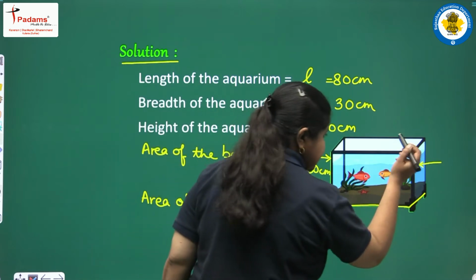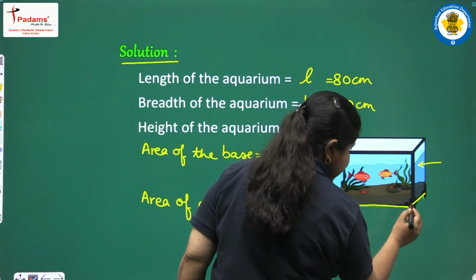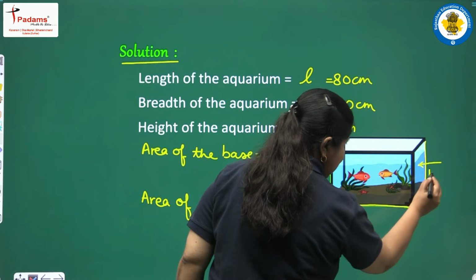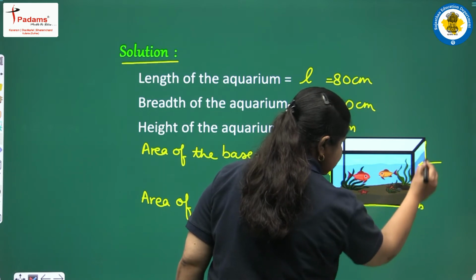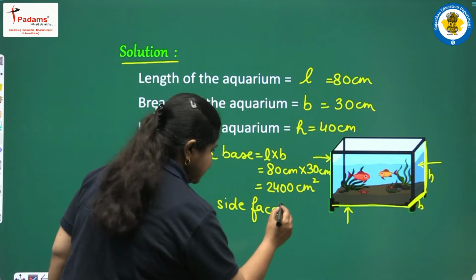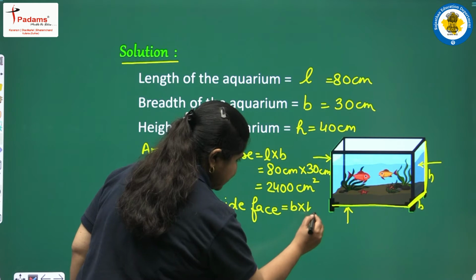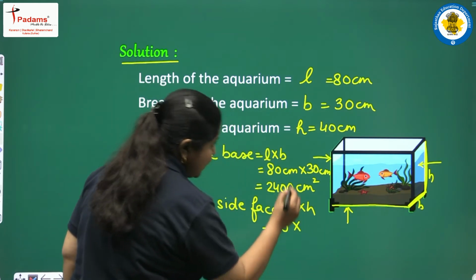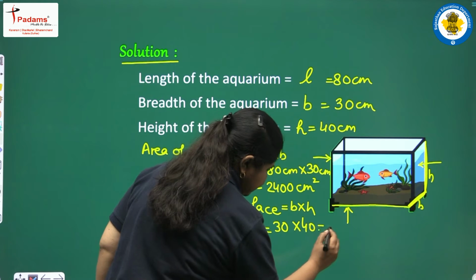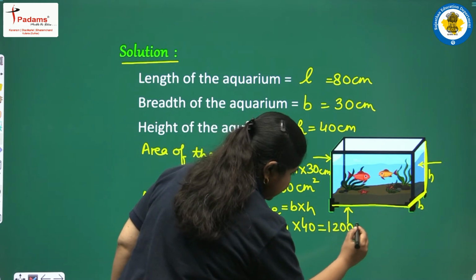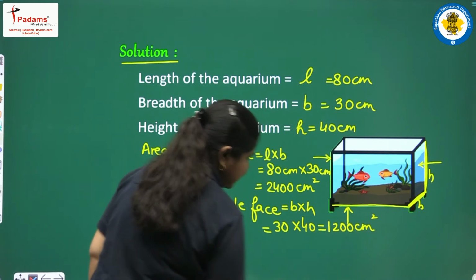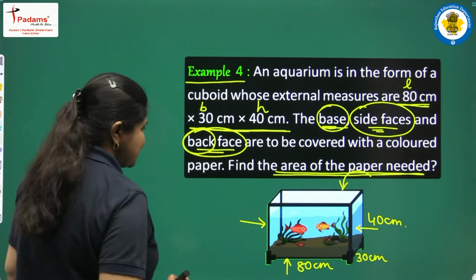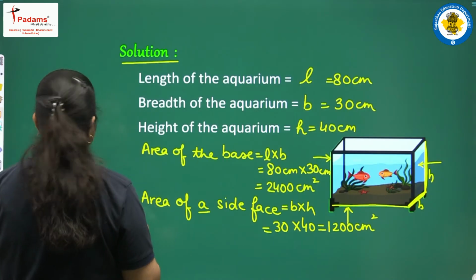Now how to find this side face area? You can see this will be B into H. Breadth into height. This one is breadth, this one is height. So breadth into height and this will be B into H. Now B is here 30 centimeters. So 30 into H is 40. So this will be 3 4s are 12 and 00 centimeter square. Next we have to find the area of the back face. So we write here, let me make some space.